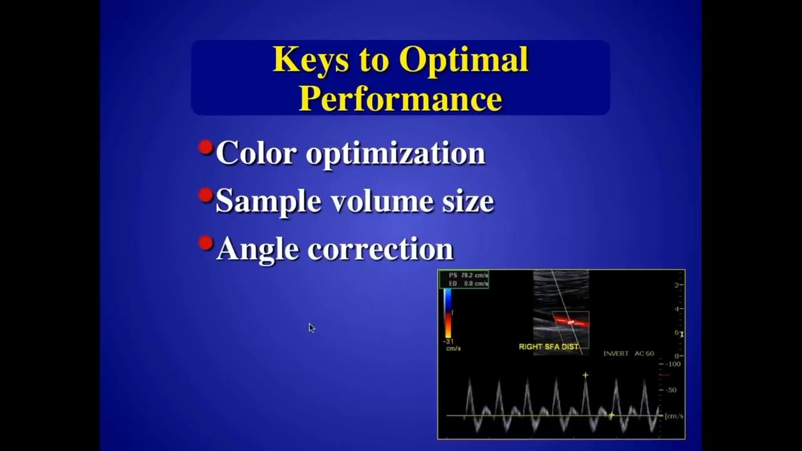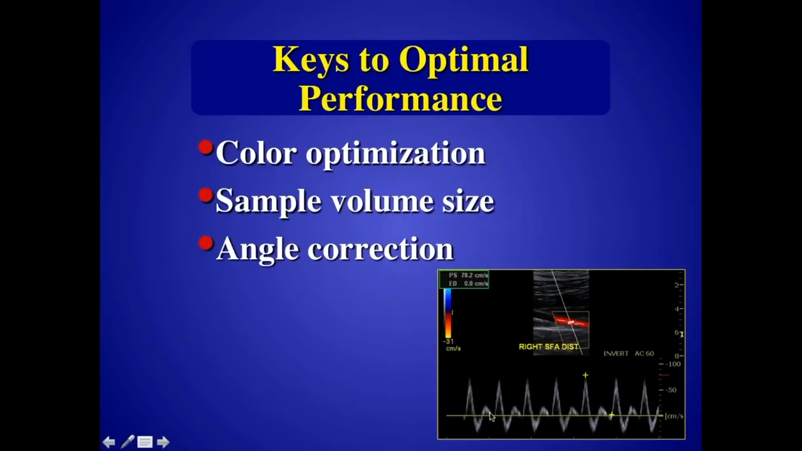What I want to emphasize is that in order to get an optimized study, you need to make sure you've adjusted your color gain and your PRF, so that you can easily see flow abnormalities when they occur. You want to make sure that the size of the sample volume is relatively small and fits within the lumen so that you don't have a lot of extraneous noise in your sample. And you want to make sure that you angle correct to the direction of blood flow. Notice here, we're perfectly corrected at 60 degrees. We can go from 60 degrees or less, but never over 60 degrees, because that is going to increase the error in our measurement.